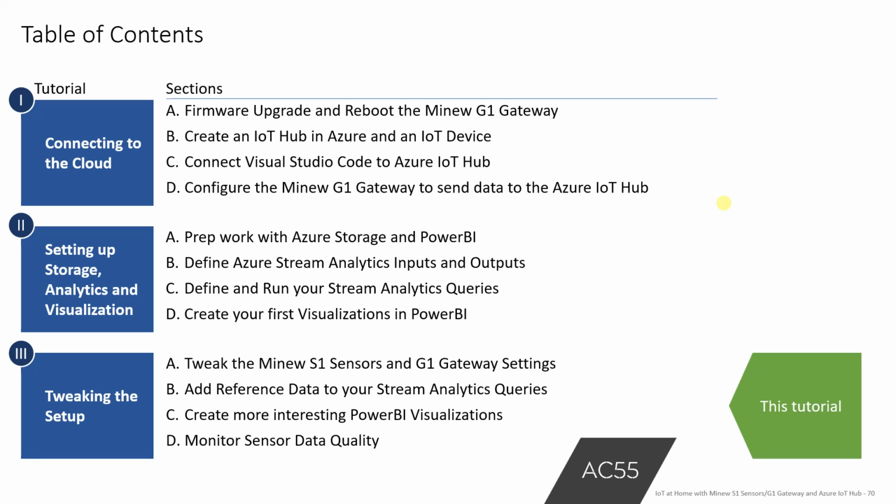In this tutorial, we'll go through 4 sections. The first one is tweaking around the S1 sensor and the G1 gateway. In the second section, we'll add reference data to our stream analytics queries to make sure that we can actually distinguish what type of sensor we're looking at and give it a name that is a bit more insightful than its MAC address. In the third section, I'll show you a few more interesting Power BI visualizations and hopefully build on the stuff that we do in section A around counting the number of signals coming off the sensor.